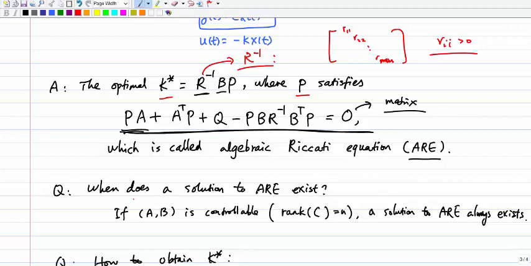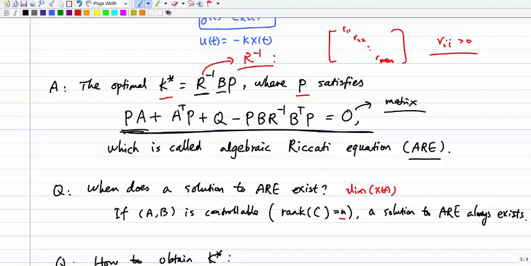So when does the solution to the ARE exist? The answer is: if A and B are controllable, which means the rank of the controllability matrix is equal to n, where n is the dimension of x(t), a solution to the algebraic Riccati equation always exists. So as long as A and B are controllable, we're okay.